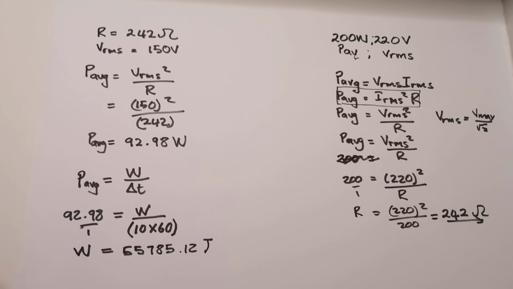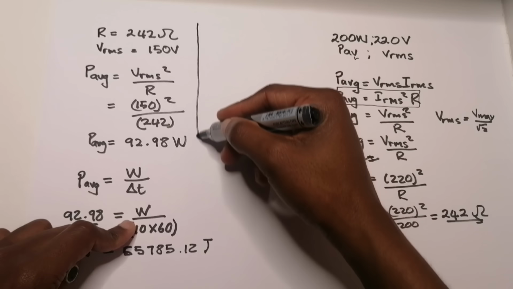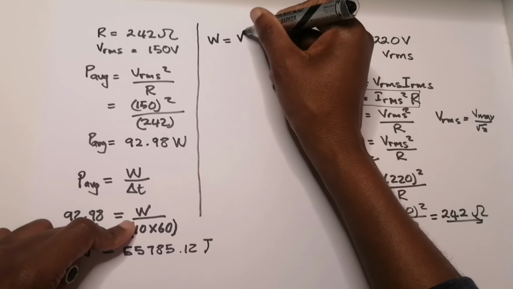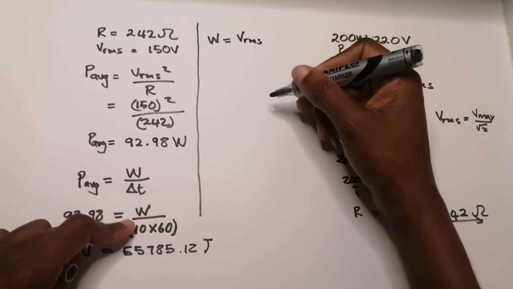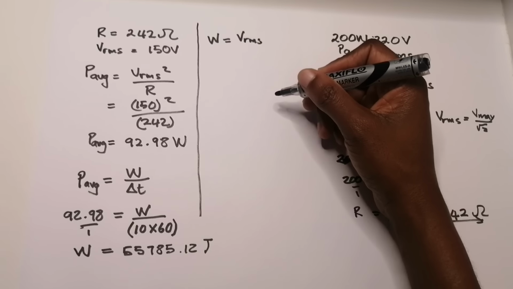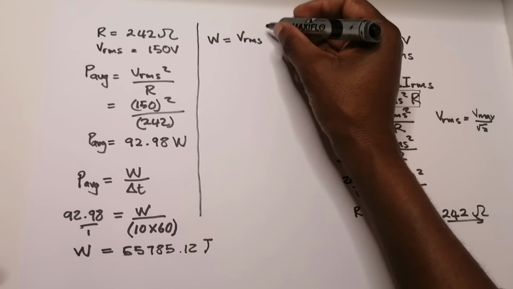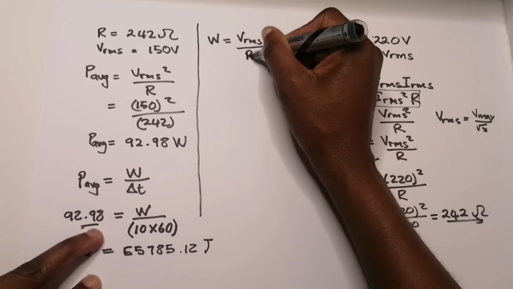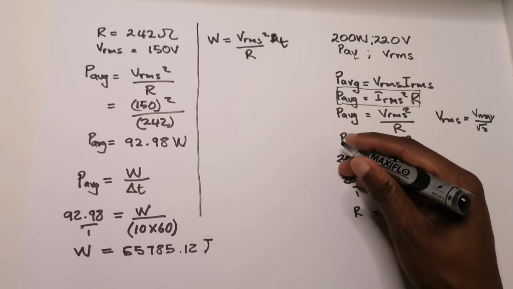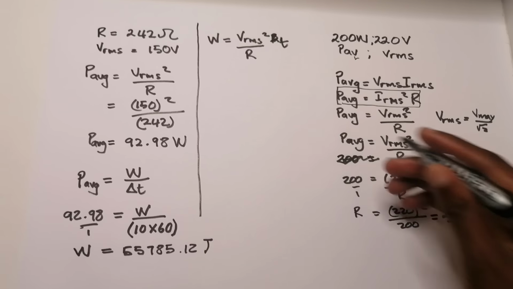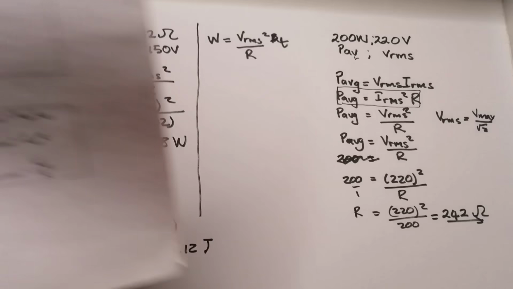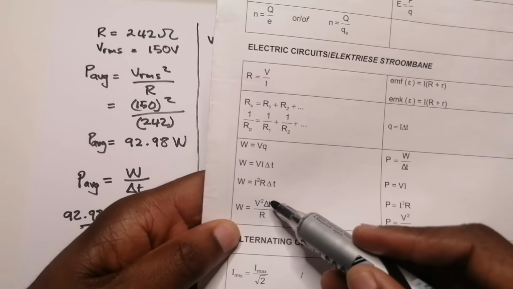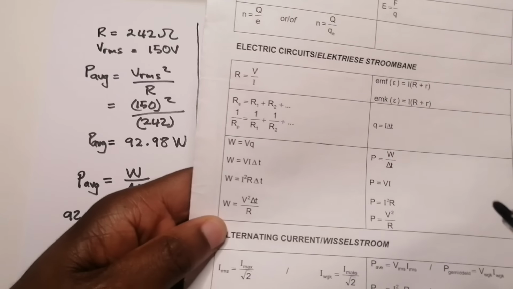Let me just show you the other. We could have used our energy equations. I could have just said energy is equal to V RMS squared, divided by R, multiplied by time. Let me just quickly show you from the formula sheet so that you believe that it's true. So there it is: V squared multiplied by time divided by the resistance.